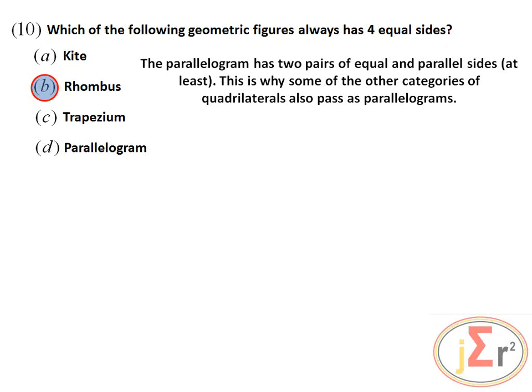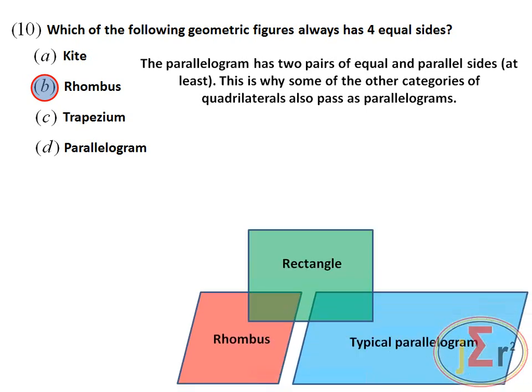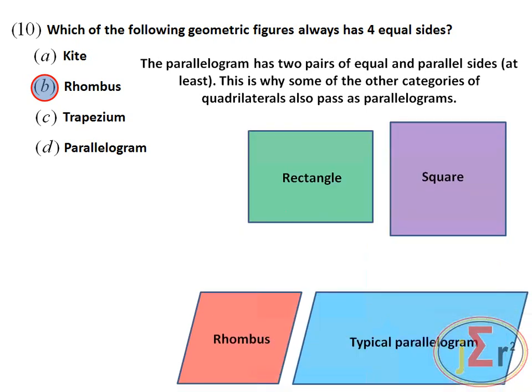Those may be classified as parallelograms because they also have two pairs of parallel sides. So we have a lot of different types of parallelogram. We have here a rectangle. A rectangle is a parallelogram. We have a square. A square is a parallelogram. We have a rhombus, that's also a parallelogram, and the typical parallelogram, no doubt, is a parallelogram.